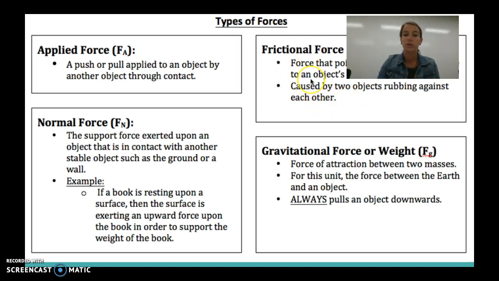Friction force: friction goes opposite the direction of the intended motion. So if something wants to slide to the right, friction goes to the left. And then we have gravitational force, which is weight. In this unit, that's between the earth and the object, and since the earth's always below us, it's going to pull the object down.